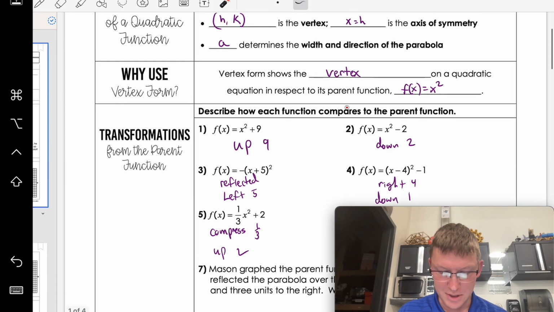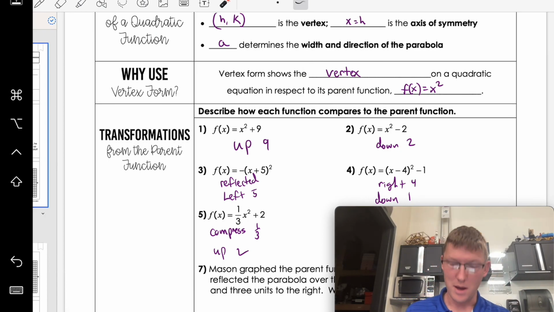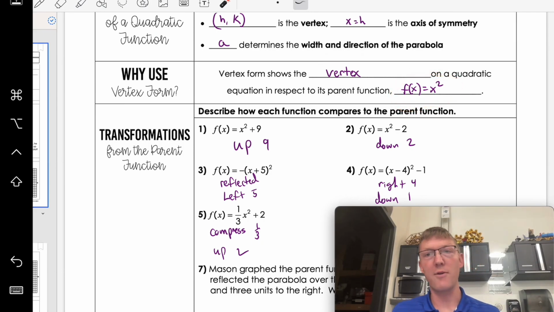So why should we use this? Obviously, we can see the vertex very quickly. We don't have to do any math. We don't have to do any work. We just have to look at it. And it gives us a connection to those transformations that we did. If you remember, the parent function of our quadratic function is just f of x equals x squared. And we can use that with our transformation properties to figure out what the graph looks like.